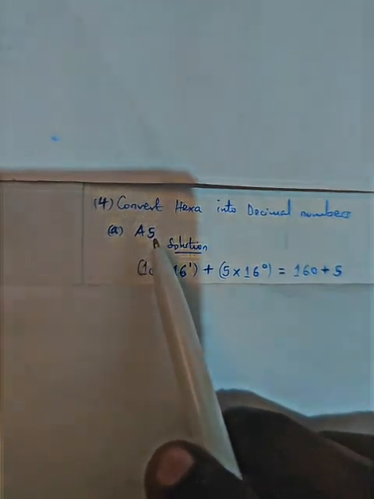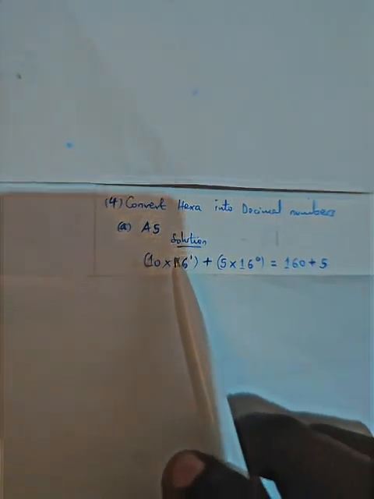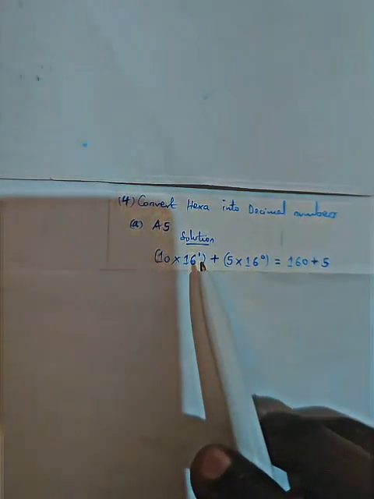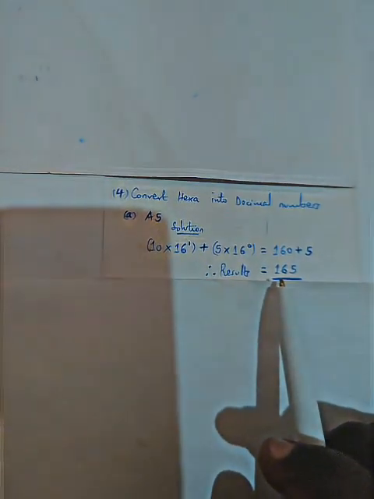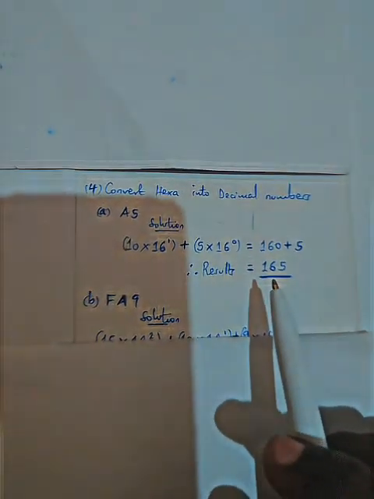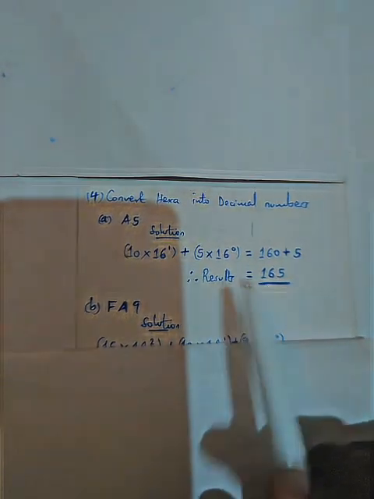Convert the hexadecimal into a decimal number. Hexadecimal A5 into decimal number. Solution. We go direct. A represents 10. Therefore, 10 times 16 to power 1 plus 5 times 16 power 0. Therefore, this will be 160. This will be 5. Adding will be 165. As from the previous question, you can see, the result of A5 hexadecimal into decimal number will be 165.